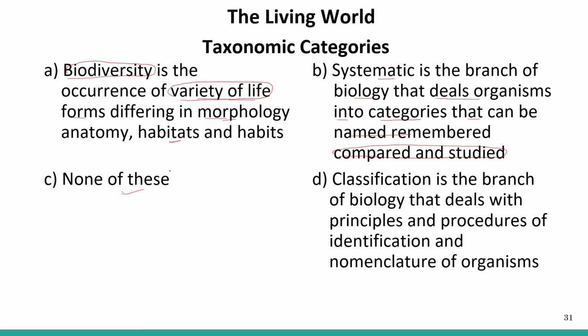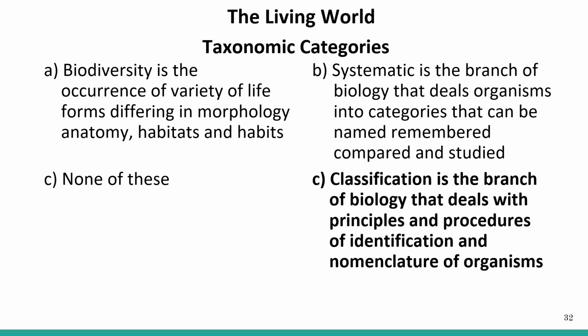Third option is none of these, and then we have fourth option. Classification is the branch of biology that deals with the principle and procedure of identification, nomenclature of organisms. So here we have to select the statement which is not correct. Okay. So option D is the correct answer. Classification is the branch of biology that deals with the principles, procedure of identification and nomenclature of organisms. Alright, so this is the incorrect statement.